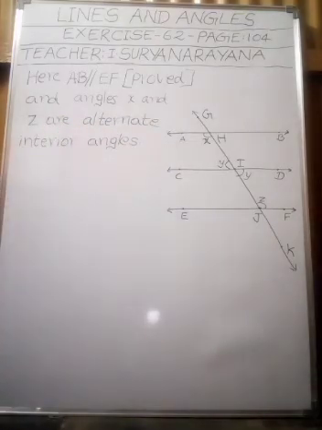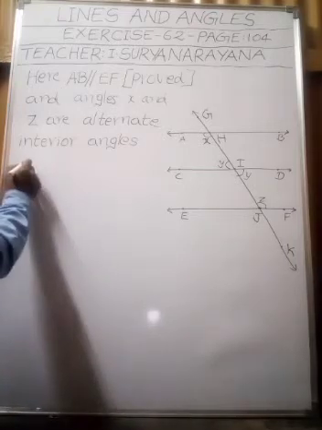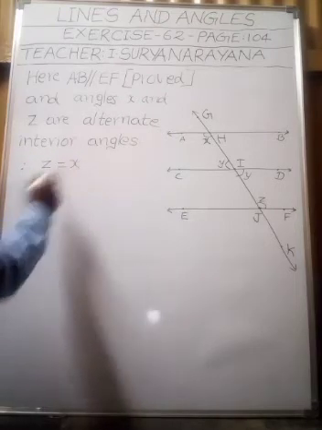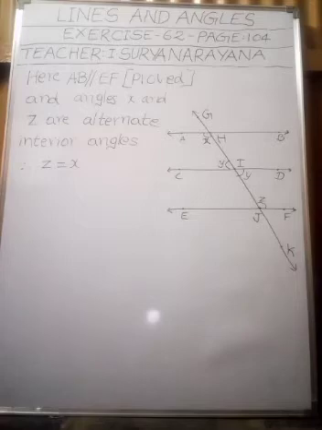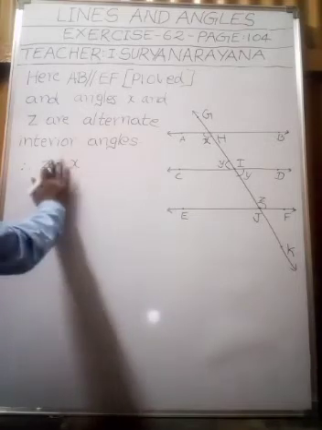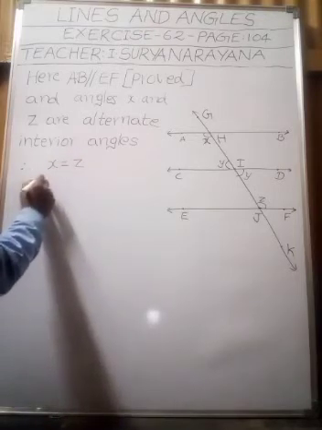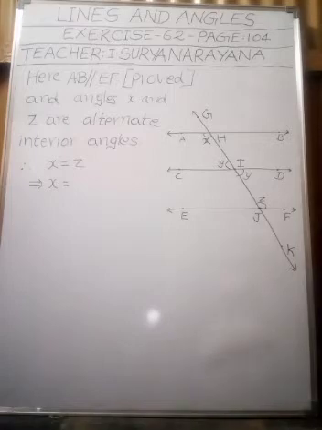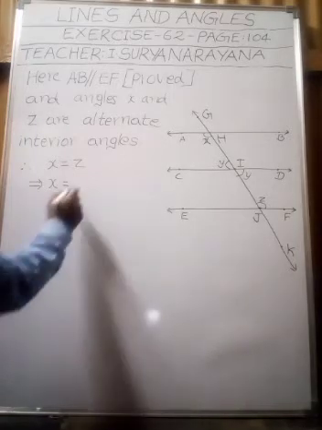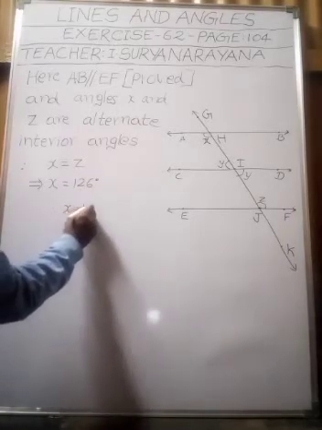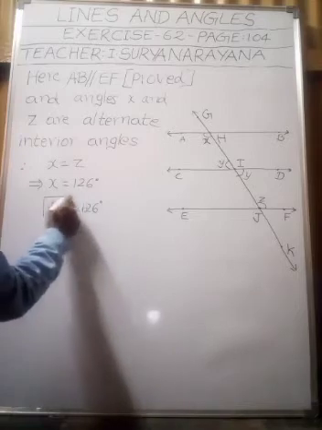We know the theorem. If two lines are parallel lines, then alternate interior angles are equal. Therefore, Z is equal to X, or X is equal to Z. This implies X is equal to, we found previously the value of Z, that is 126 degrees. Therefore, X is equal to 126 degrees.